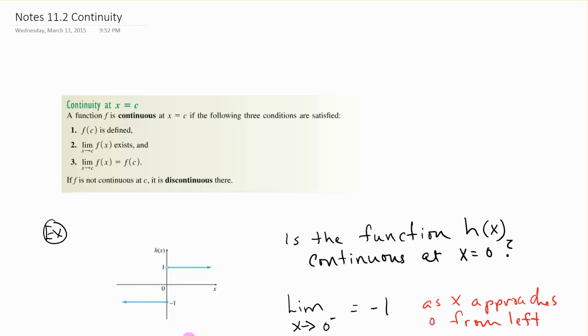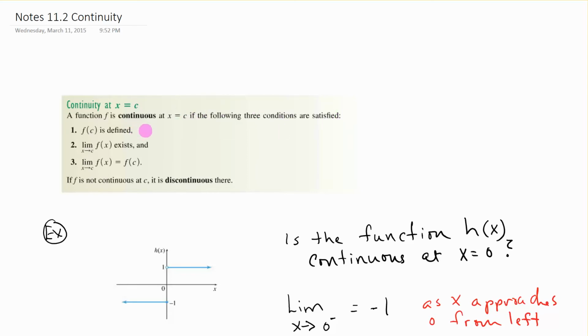This is section 11.2, and we're going to continue with our chapter on limits, and we're going to talk about continuity. And here is a pretty good formal definition of continuity. A function f is continuous at x equals c, so at some number, if the following three conditions are satisfied.